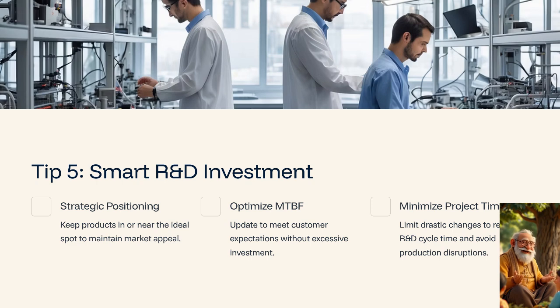Tip 6. Price competitively with intelligence from the Courier Report. Customers in each segment have different price sensitivity.